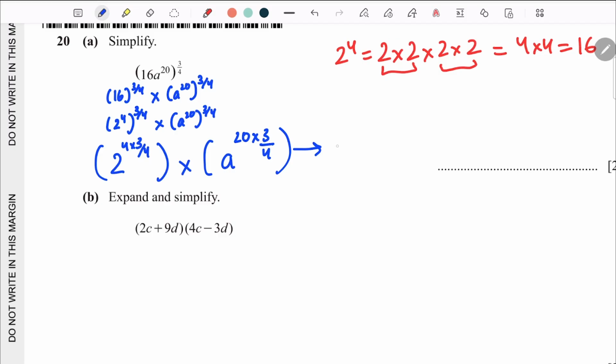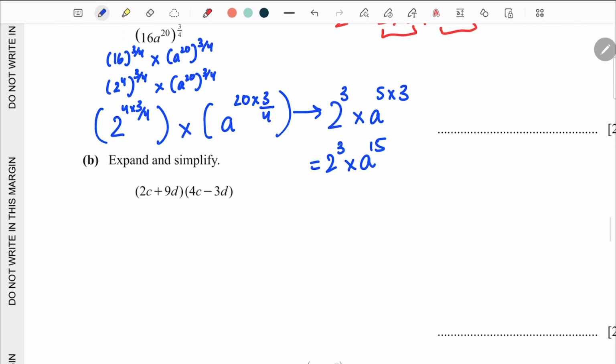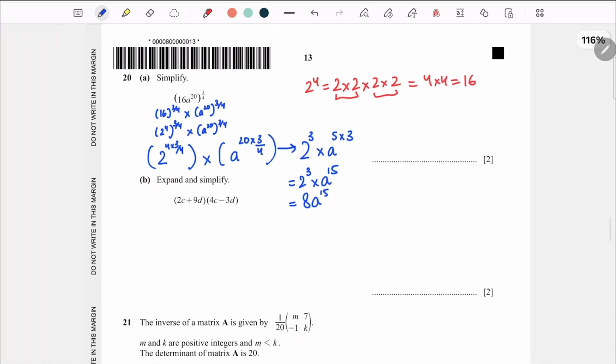So I'm going to get 2 to the power 3 multiplied by a to the power 5 into 3, and this will be equal to 2 cubed into a to the power 5 into 3, which is 15. So this can also be written as 2 cubed is 8, a to the power 15. So the final answer will be 8a to the power 15.